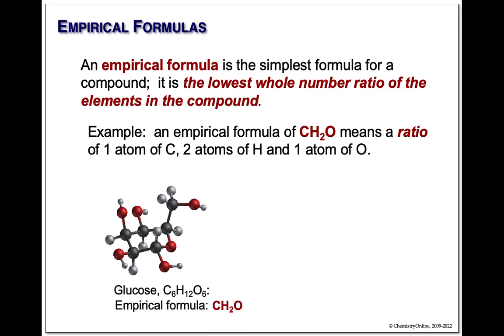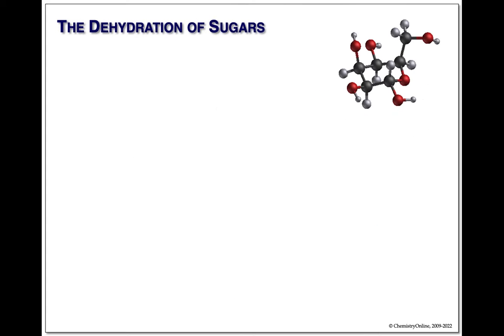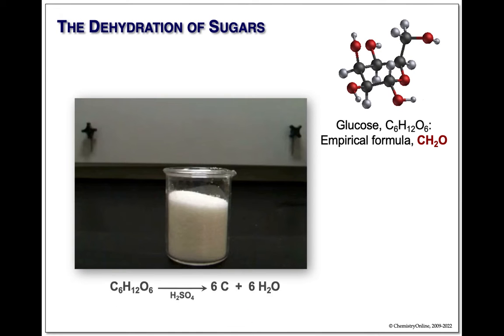Empirical formula is what you get when you do a chemical analysis. It doesn't tell you much about the compound unless you know something else about it. For instance, this is acetic acid. It also has an empirical formula of CH2O. When we talked about this back in chapter 3, I think, we looked at this little video. It's so neat we can do it again.